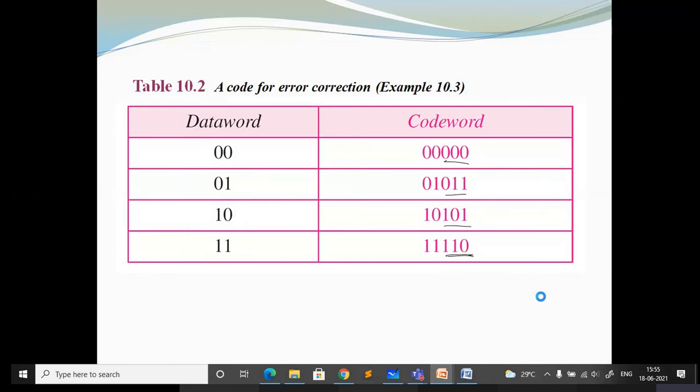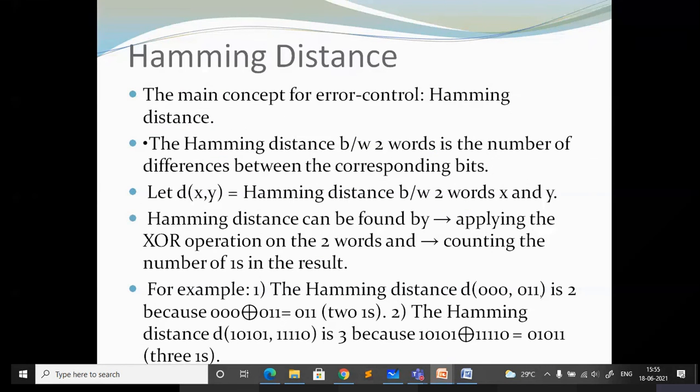Let me quickly go to this Hamming distance. In brief I'll explain so that we'll continue the advanced part of this in the next class. So what is Hamming distance? This is another concept used for error detection and correction, the main concept for error control. Why the name Hamming distance? The scientist's name is R.W. Hamming. He is the person who invented this particular method for identifying the errors in the received data.